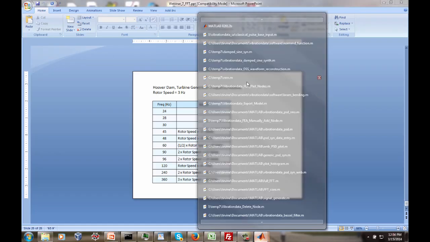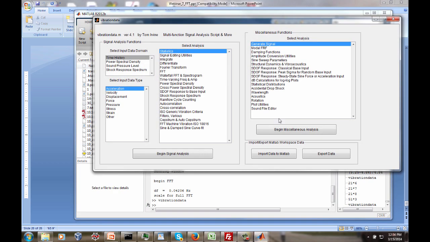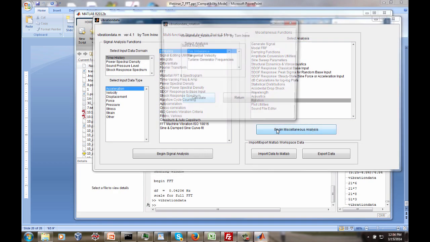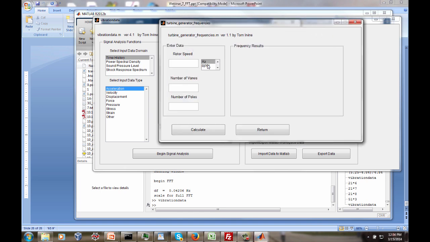So let's go back to our friend vibration data again, and let's see what we can do. If we go to rotation here, and we have turbine generator frequencies, that's another little utility. So I could type in 180 RPM or just 3 hertz. So there's either 15 vanes or 16 vanes.